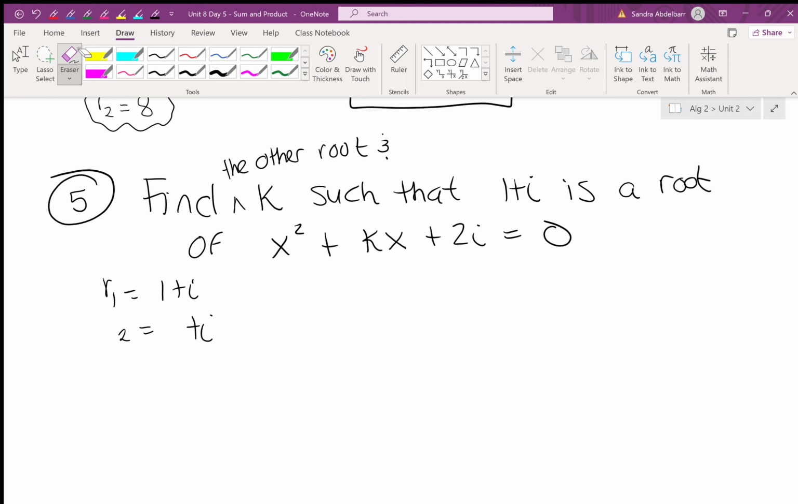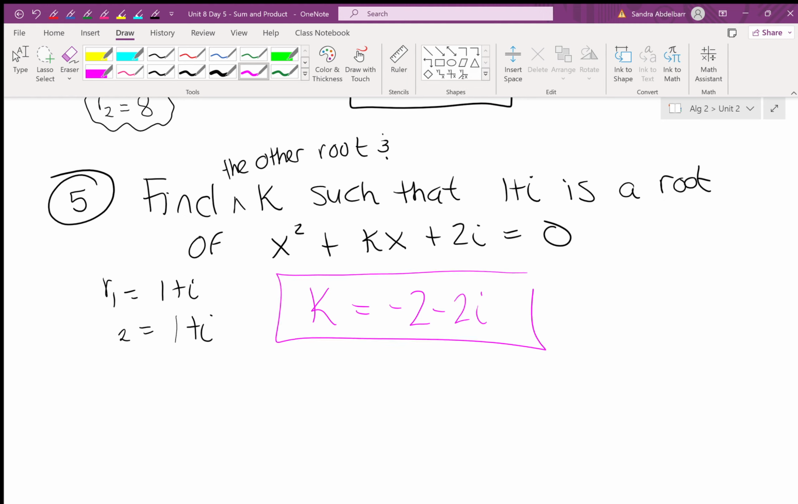Okay. And then Matt did tell us that k is going to be negative 2 minus 2I or negative 2I minus 2. It doesn't matter. Anybody need to see me do this? Yeah. Can I do k? Sure.